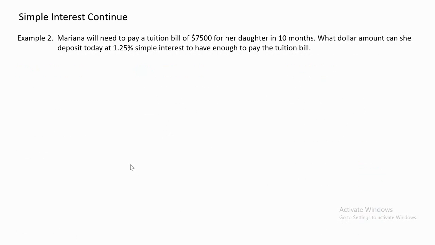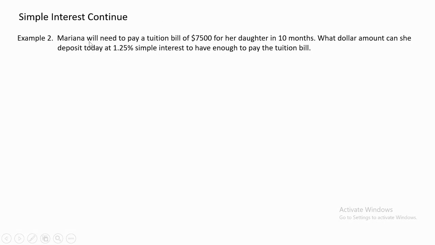Mariana will need to pay a tuition bill of $7,500 for her daughter in 10 months. What dollar amount can she deposit today at 1.25% simple interest to have enough to pay the tuition bill? So which one should we use here? Because here, this is not the present value, so we cannot use the interest formula. We have to use the future value formula because this is the future.